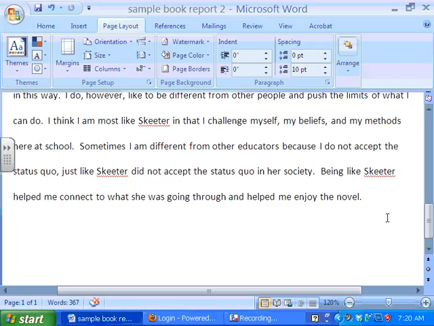So I decided to try to pull in why it's significant that I find myself the most like Skeeter. Why would that matter? Why would that help me understand the story? So I came up with this conclusion. Being like Skeeter helped me connect to what she was going through and helped me enjoy the novel.